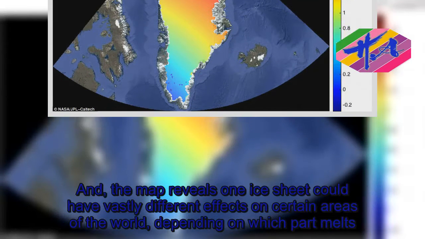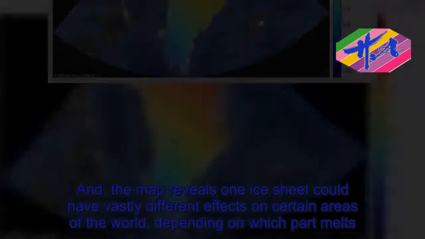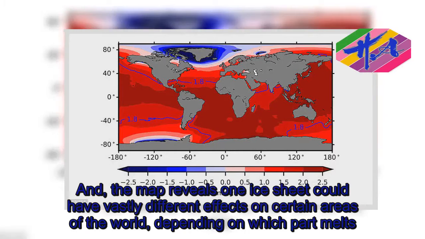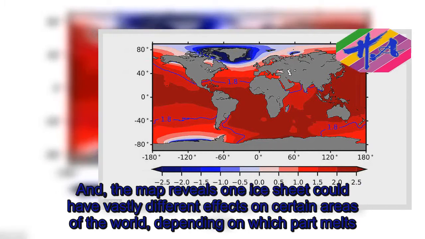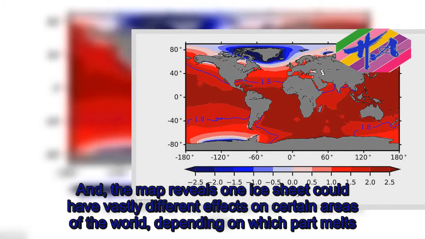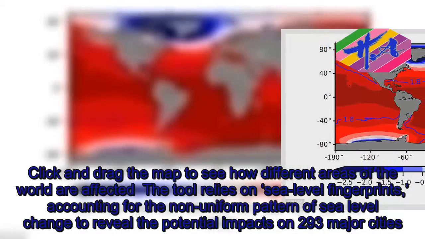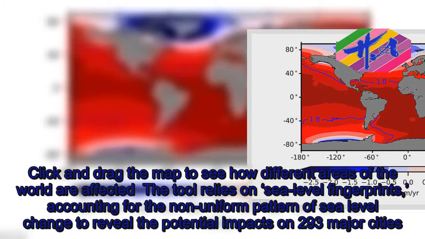And the map reveals one ice sheet could have vastly different effects on certain areas of the world, depending on which part melts. Click and drag the map to see how different areas of the world are affected.